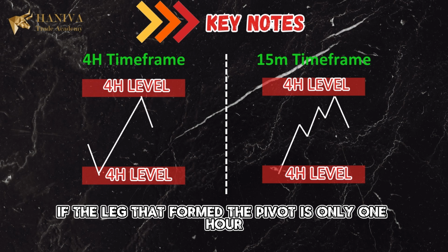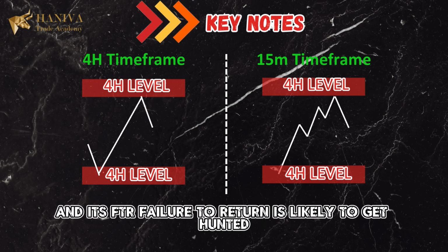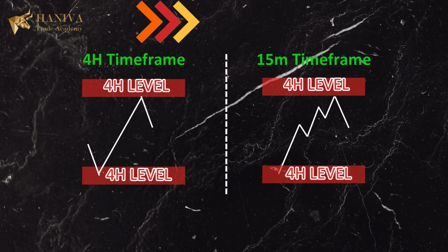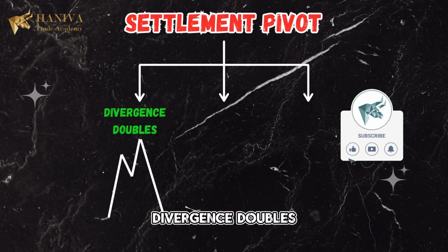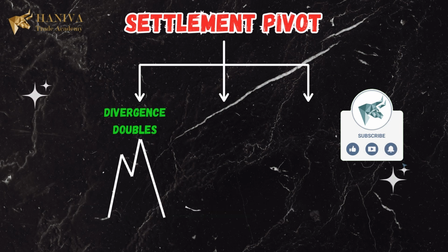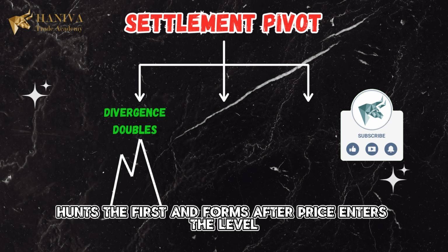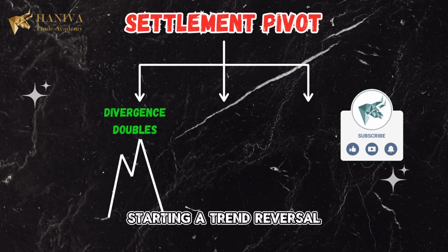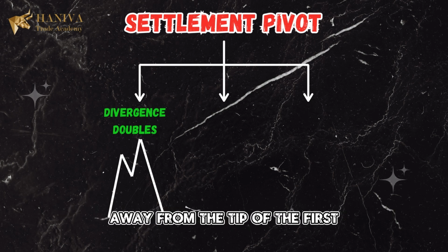If the leg that formed the pivot is only 1 hour, then that pivot is a settlement pivot, and its FTR, failure to return, is likely to get hunted. Types of settlement pivots. Divergence doubles. A first pivot forms before price hits the main level. The second pivot, a reversal, hunts the first and forms after price enters the level, starting a trend reversal. The second pivot should not be more than 127% Fibonacci away from the tip of the first.